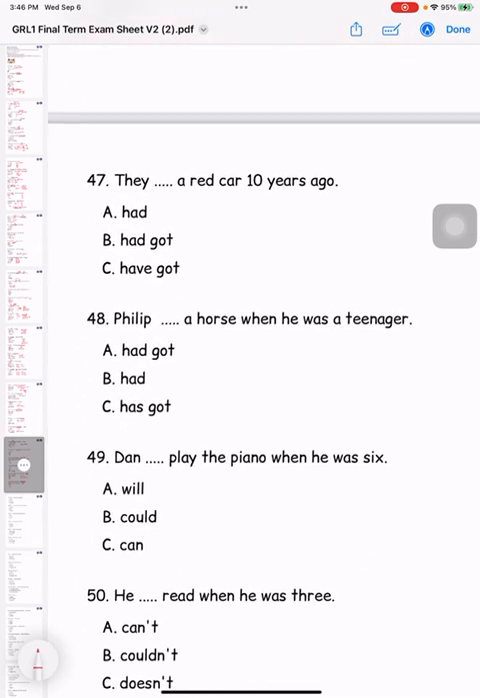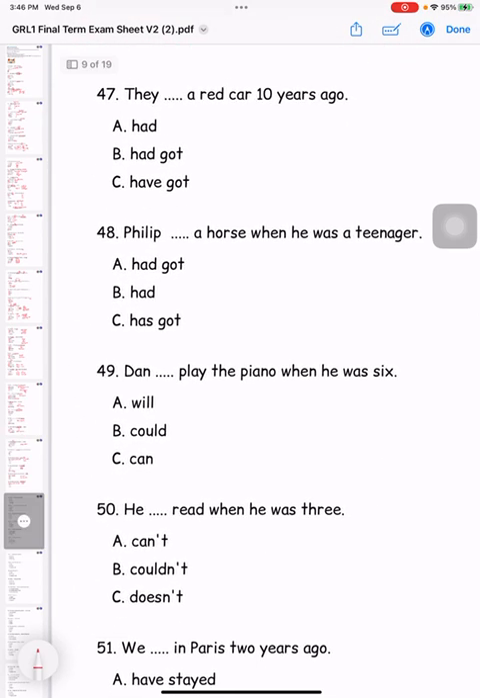Okay, so 47, they a red car 10 years ago. Okay, so very obvious that we are talking about something in the past because it was 10 years ago. Okay, but which one should we use? We should use past simple. Past simple tense, alright? So have got is not past simple, this is present tense, so C is wrong. And there's no such thing as had got. Nope, we don't say had got, so the only answer is had. This is past simple tense. Okay, 他们有. Alright, okay, 48.